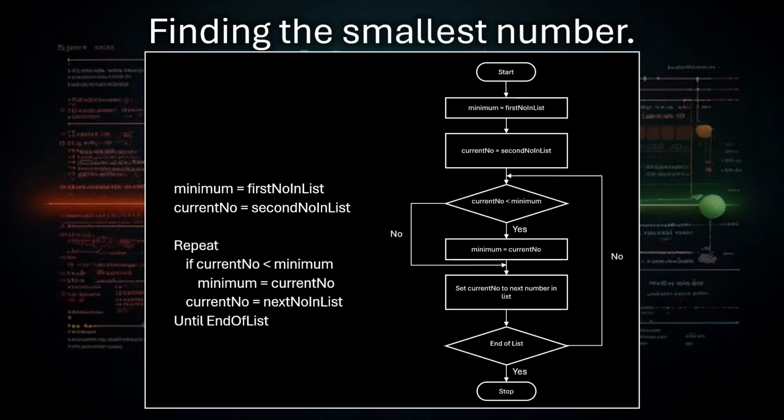Again a rectangular process symbol is used in the flowchart to represent the current number assignment, while a diamond symbol is used to represent whether the end of the list has been reached. This continues until we reach the end of the list and no more numbers are available to be compared. Once this happens the value found in the minimum variable will in fact be the smallest number in the list.